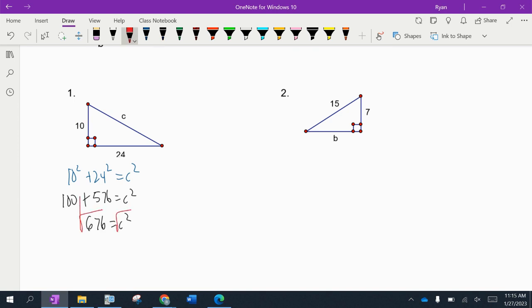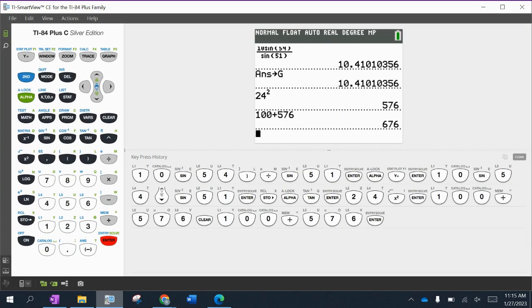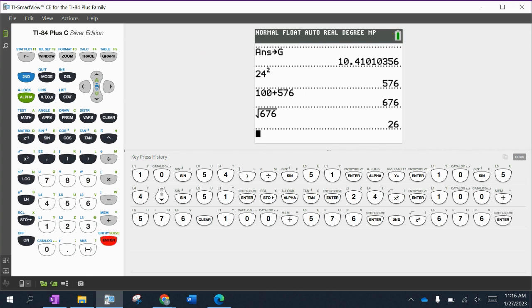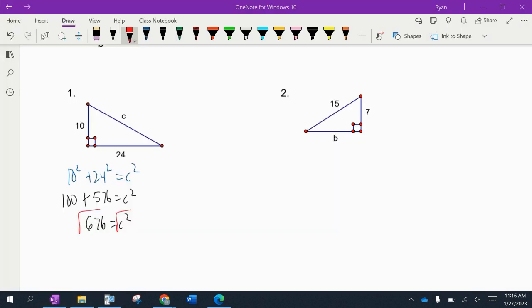And that's why we're really doing this in this section in algebra, because it relates back to the square roots. 676 is a big number. I could look to break it down, or probably want to try first to see if it is a perfect square, and it is. So the square root of 676 is 26. So C, this unknown length, is equal to 26.